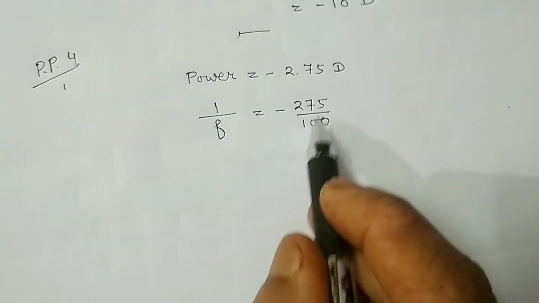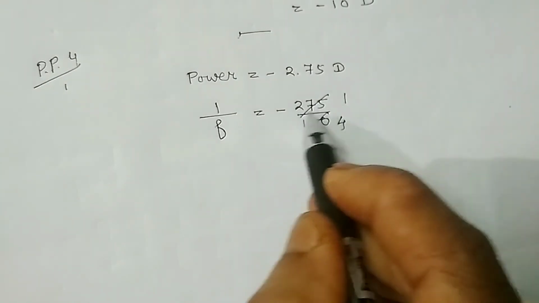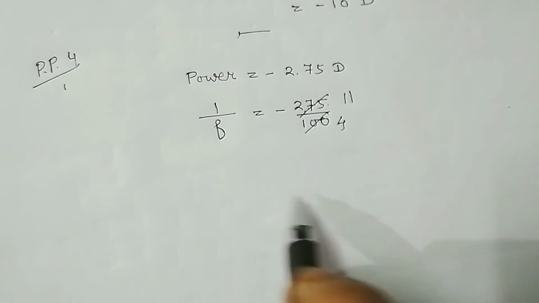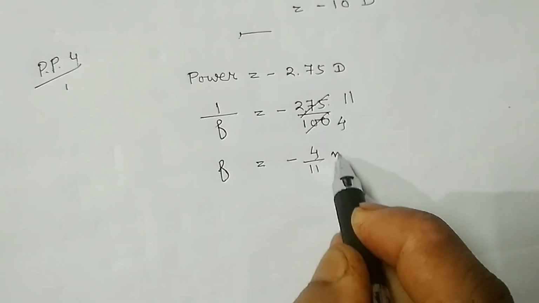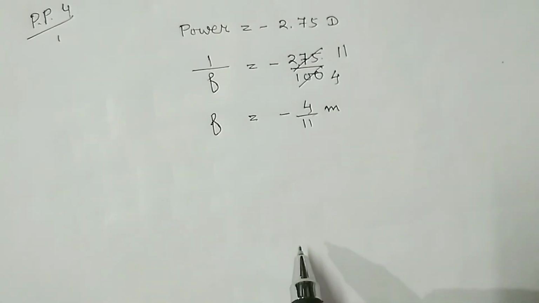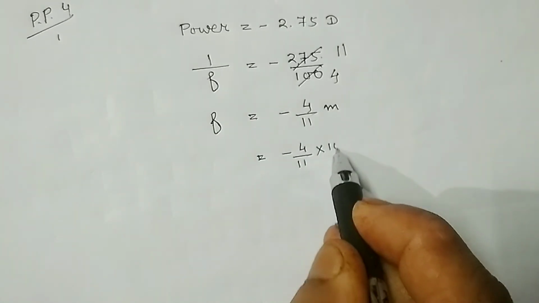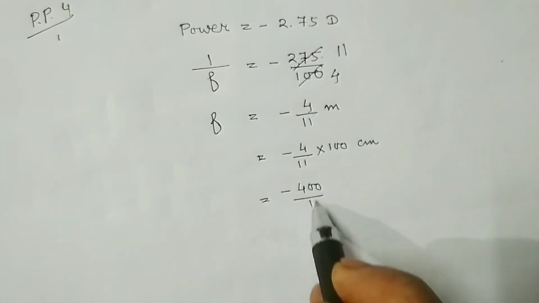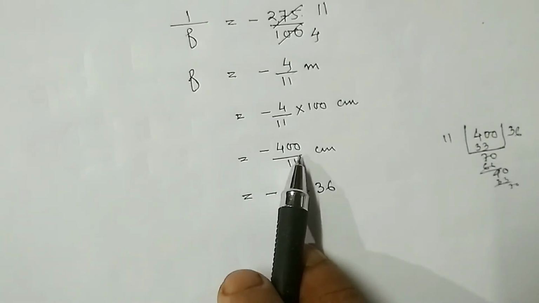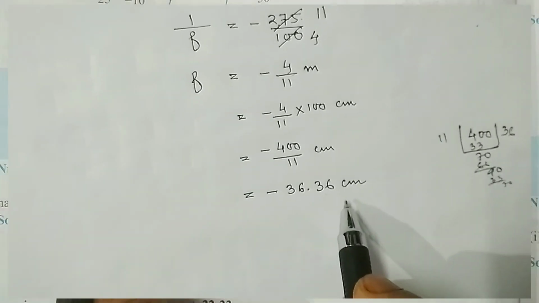Now if I cancel 275 and 100 by 25, 25 fours are 100, 25 elevens are 275, so it will be 11 by 4. So f equals minus 4 by 11 meter. Now if you want to convert in centimeter, we need to multiply this by 100, because 100 centimeter equals 1 meter. So it will be minus 400 by 11 centimeter. Now if we divide 400 by 11, we get 36.36. Therefore minus 36.36 centimeter is the focal length of the lens.